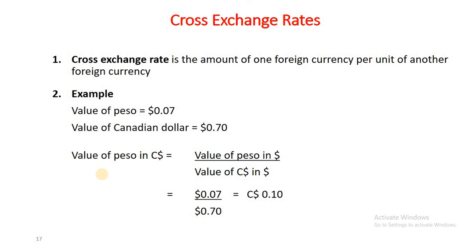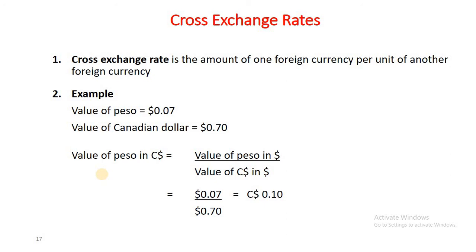Here is an example of cross exchange rate. It is in US context. Say value of peso is $0.07 and value of Canadian dollar is equal to $0.70. So if we want to find out the value of peso against Canadian dollar, or value of Canadian dollar against peso, that will be the cross exchange rate between peso and Canadian dollar.